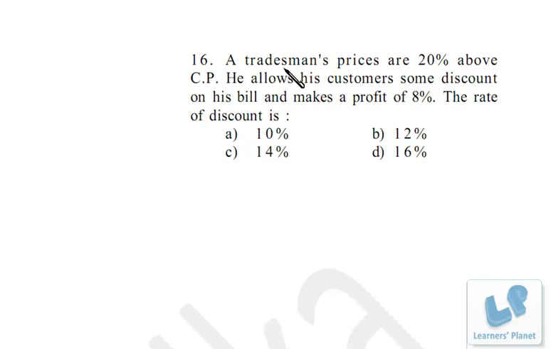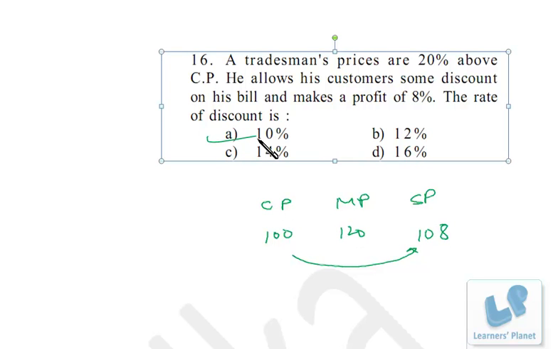Now, a tradesman prices are 20% above cost price. He allows his customer some discount on his bill and makes a profit of 8%. Okay. So I assume cost price is 100, then that must be 120. Then he's allowing some discount and he's making a profit of 8%. That means selling price is 108, right? Now from 120 to 108, that means 12 rupees is a discount over 120, that means it is 10%. As simple as that.